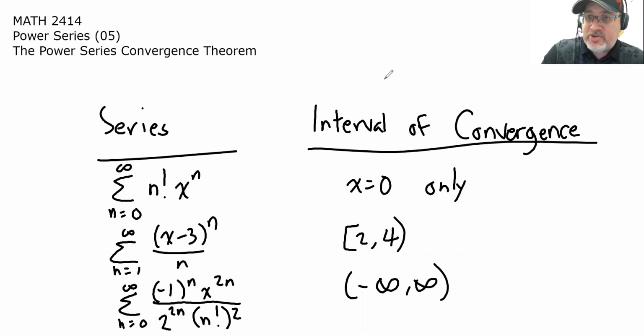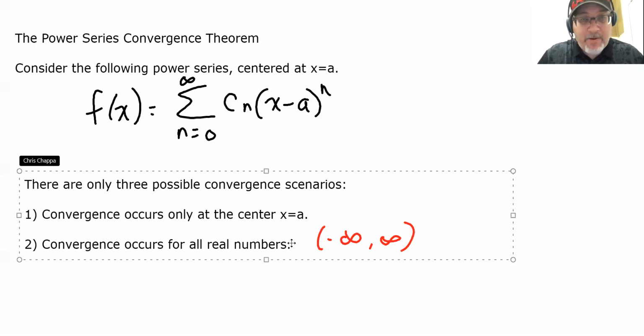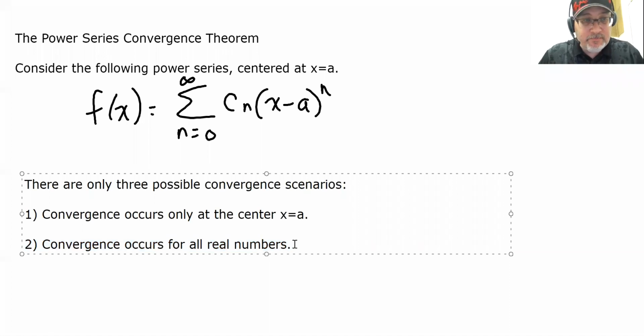So it either converges at a single point, the center, or it converges everywhere, or you get something in between. But we can describe that something in between a little bit more specifically. And here comes the third part of the power series convergence theorem.